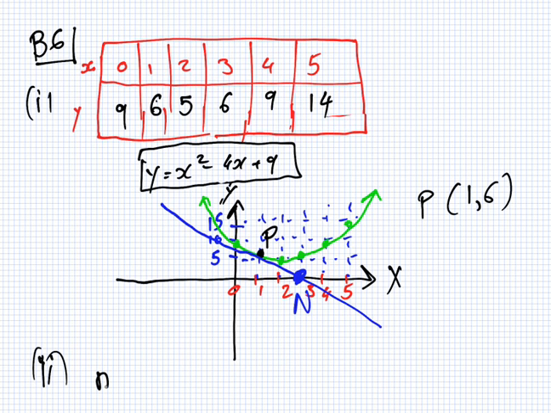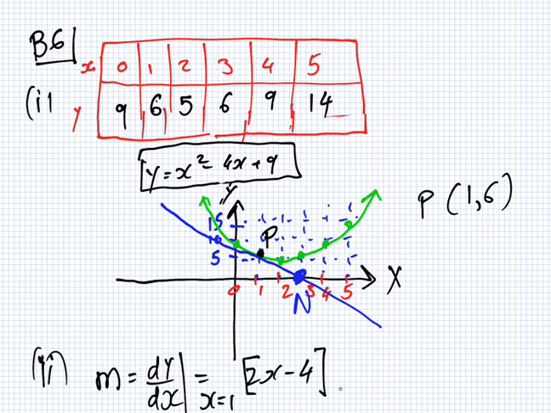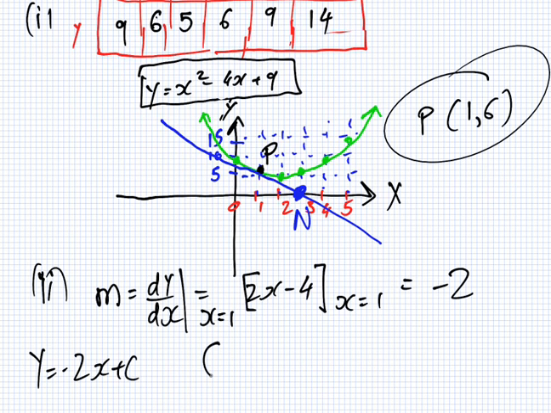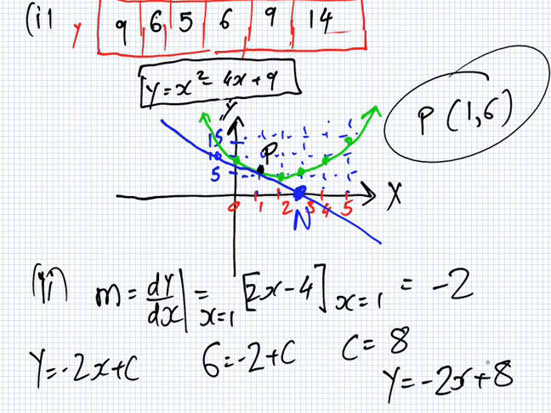So we know that the slope is dy/dx, which is 2x minus 4, but that's when x is 1. So you just put x equals 1 and you'll get minus 2 as the slope. Now, how do you find the c? You find the c by using a point, that point there. 6 equals minus 2 plus c, so c equals 8. So the answer is y equals minus 2x plus 8.